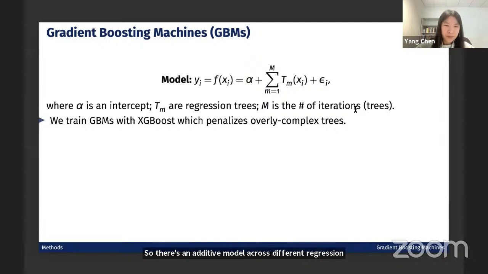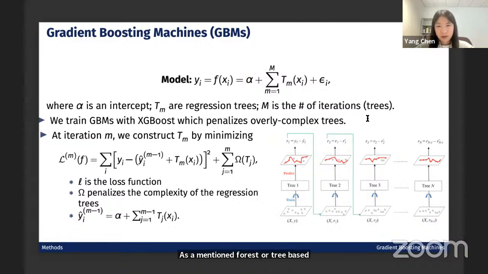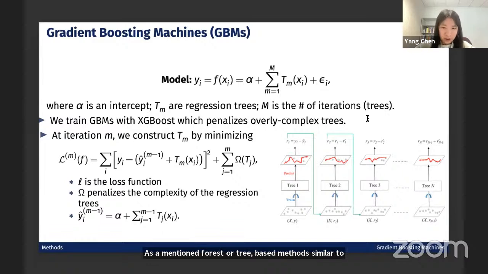And we want to use gradient boosting machines that penalize the overly complex trees. As I mentioned, forest or tree-based methods, similar to neural network models, are very vulnerable to over-parameterization, or in other words, overfitting. We don't want to do overfitting because the extrapolation behavior for overfitted models is pretty bad.